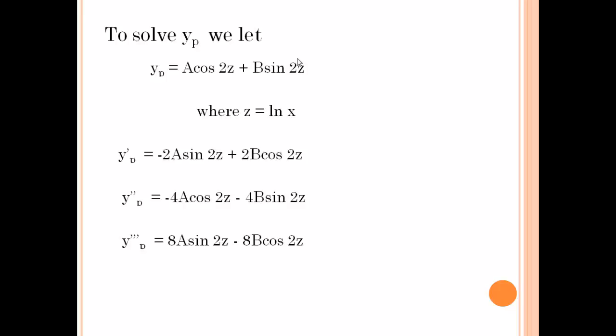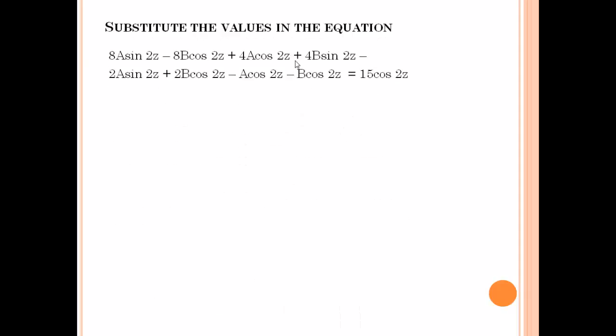Now, replacing these values to the original equation would give us like this. Now, simplifying the terms give us sine 2z times the quantity of 8a plus 4b minus 2a minus b plus cosine 2z times the quantity of negative 8b plus 4a plus 2b minus 8 is equal to 15 cosine of 2z.